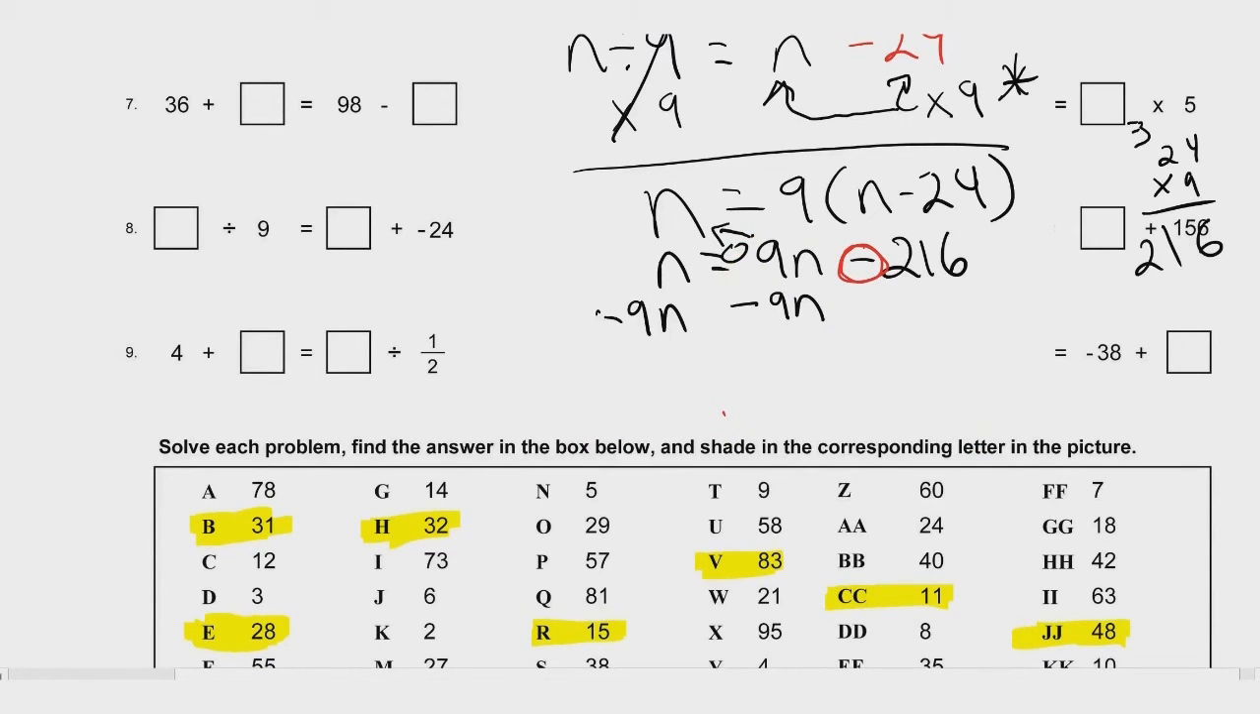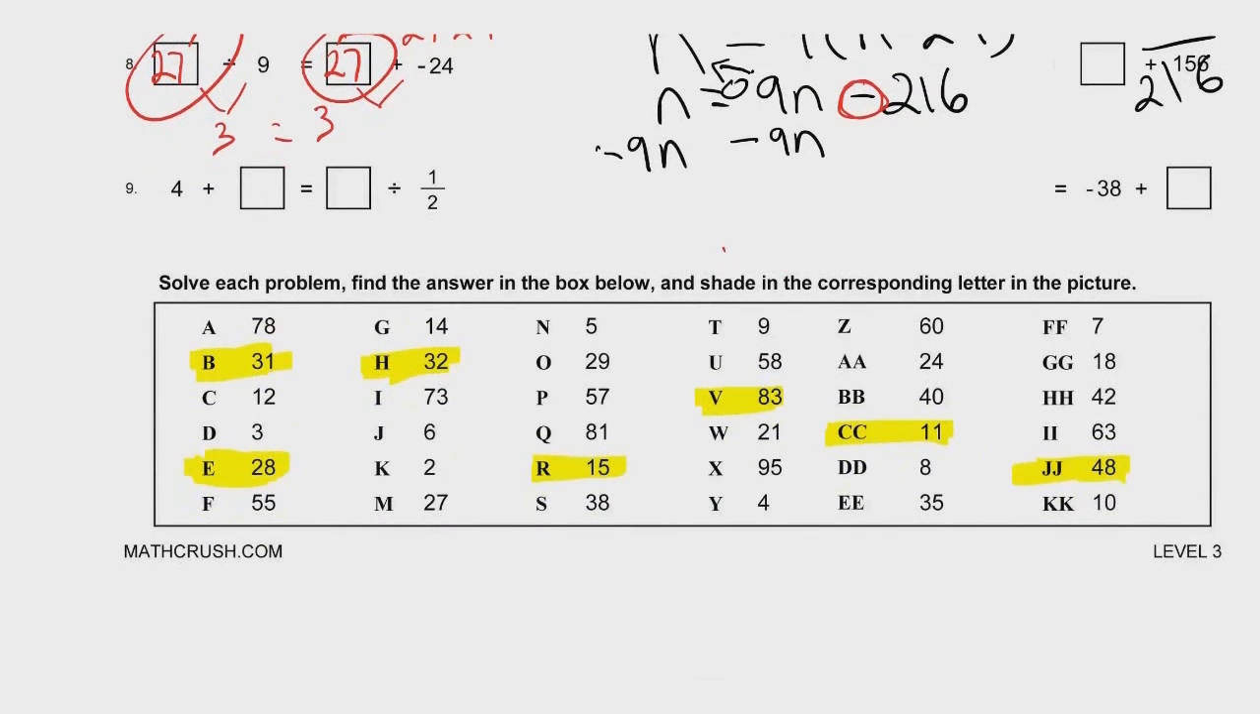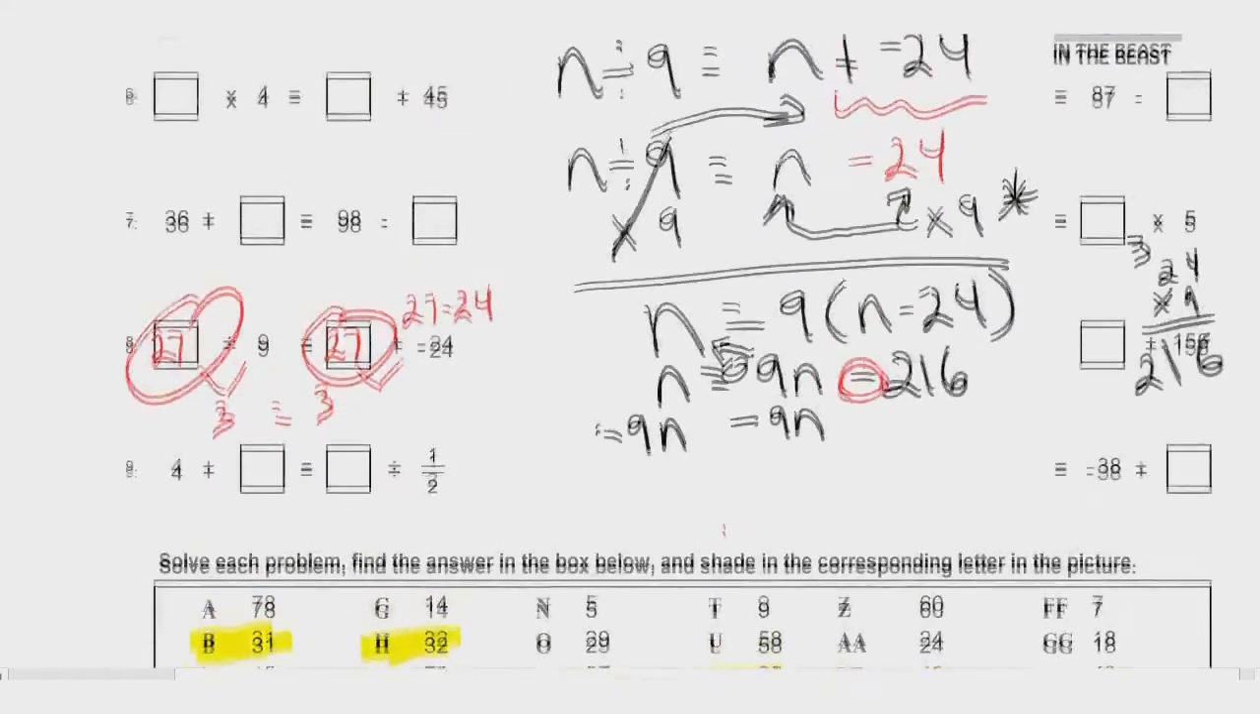So we end up with 27. So 27 goes in our box here and 27 here. 27 divided by 9 is 3, and 27 plus negative 24, or 27 minus 24, gives us 3. Do you see how I always check the answers just to make sure? That's a good habit to do. I know sometimes a problem's going to be really long and crazy and you can't check it, but on these smaller ones you should always check it just to make sure you're correct. So we're looking for 27 down here in our big box, and 27 is letter M. And you'd come up to the picture and shade in M.